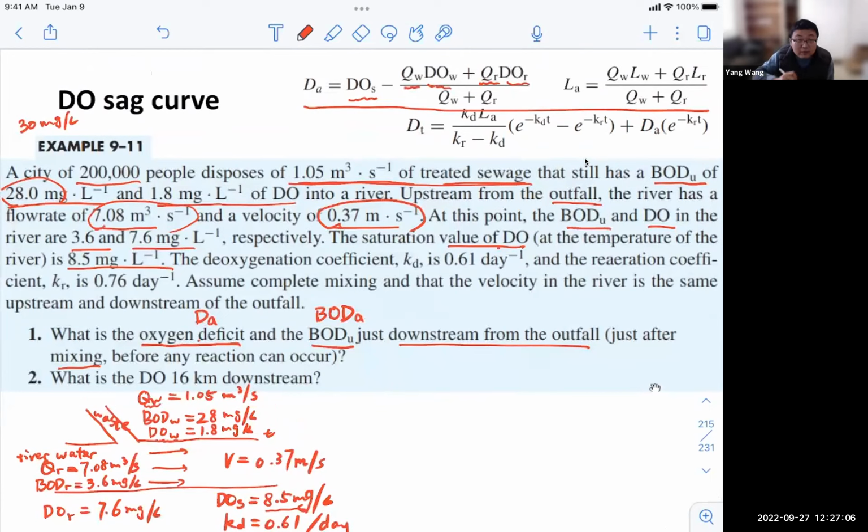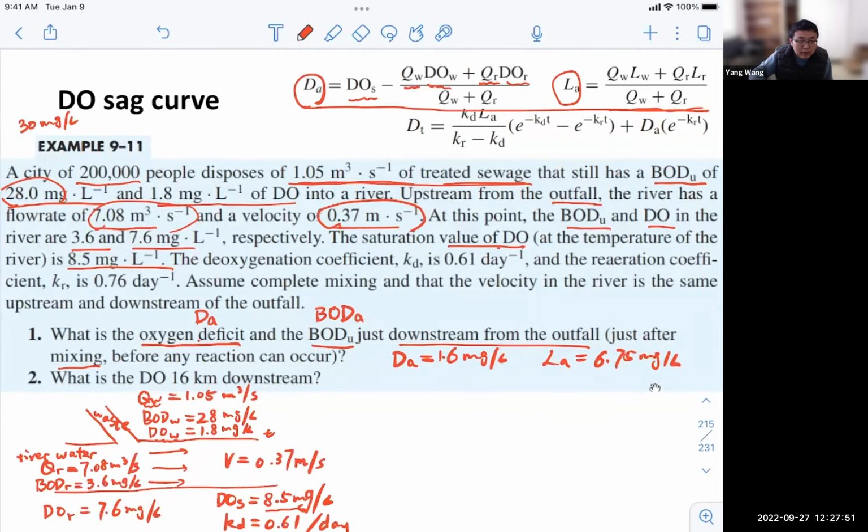And further, you divide that by the mixture flow rate to find the oxygen deficit at this point. You can also find the BOD, which is the organics concentration, by using a similar equation here. So if you plug in these values, for the DA you have a value of 1.6 milligram per liter. And for the LA, or the BOD right after mixing, you have a value of 6.75 milligram per liter.